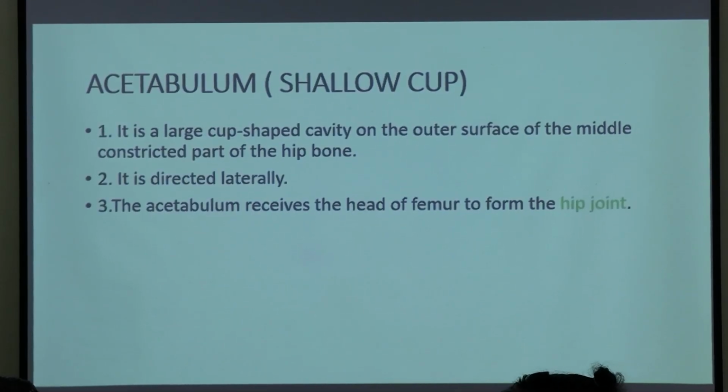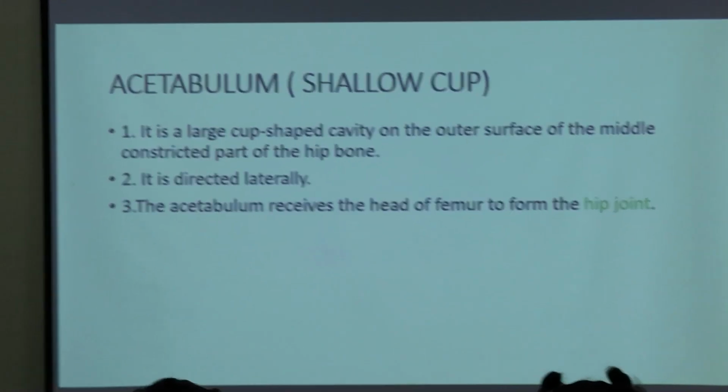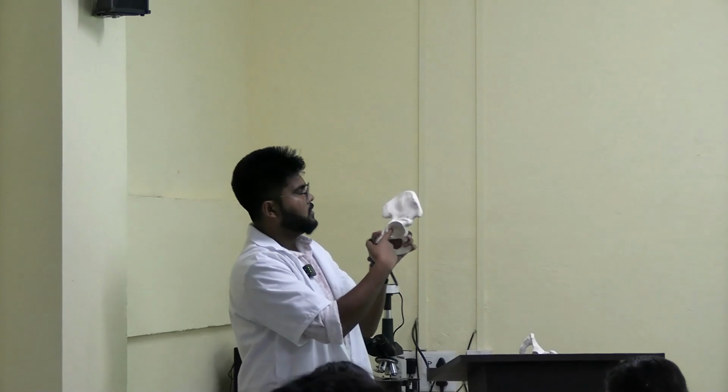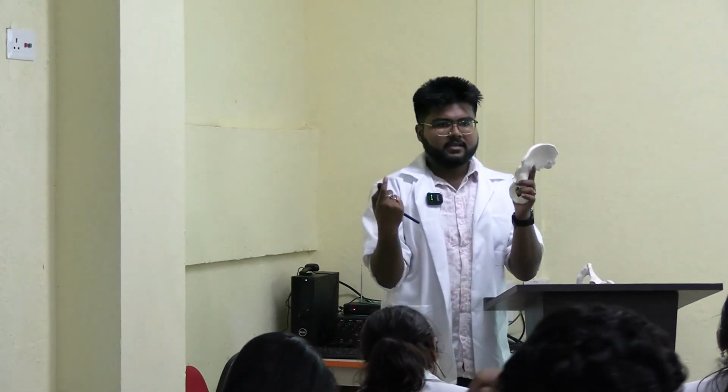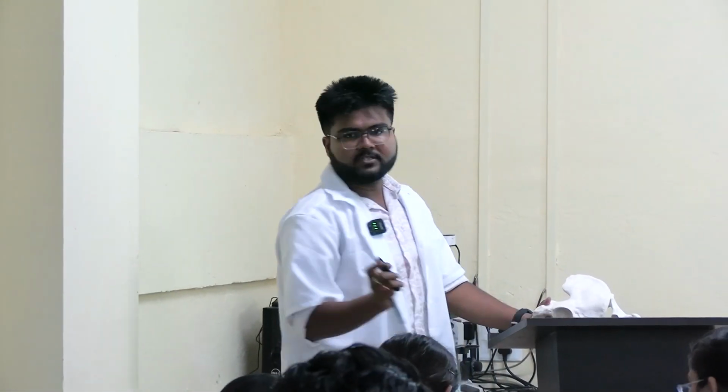So this is the last slide. You can see this is the acetabulum, a large cup-shaped socket. It is directed laterally and it receives the head of the femur and forms the hip joint. Okay. So that's all about today's class. Okay.